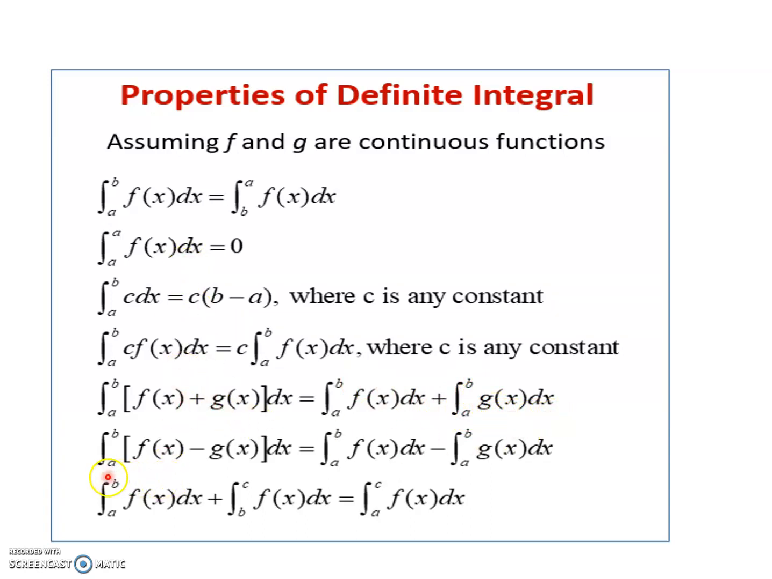The next property: integral from lower limit a to upper limit b of f of x minus g of x dx is the subtraction between them, equal to integral from a to b of f of x dx minus integral from a to b of g of x dx. Integration from a to b of f of x dx plus integration from b to c of f of x dx, that means b gets cancelled, giving integration with lower limit a, upper limit c, of f of x dx.